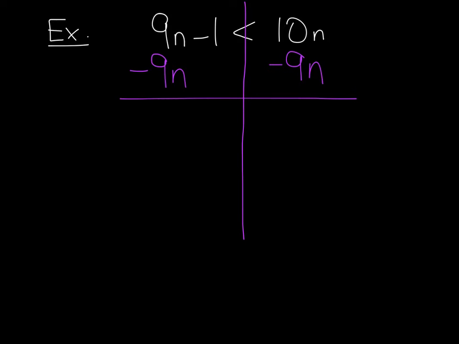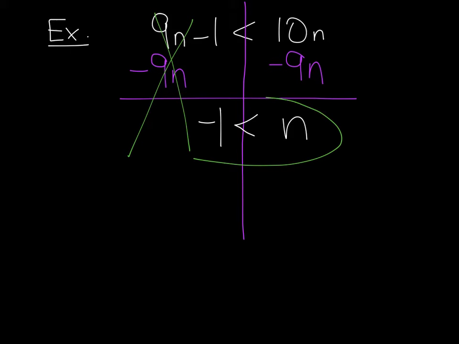When I do that, as you know, this cancels out, which makes me happy. So I'm left with a minus 1. Again, just write down the inequality exactly as you see it above. 10n minus 9n is simply n. There would be my answer: negative 1 is less than n. Okay, reading it left to right.